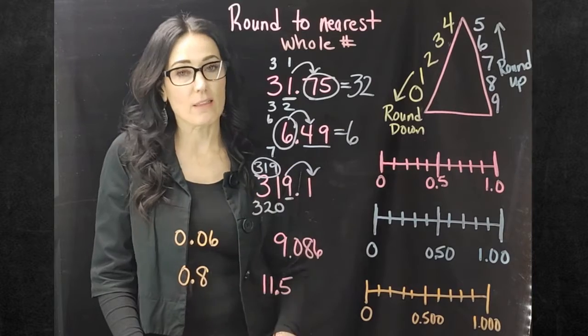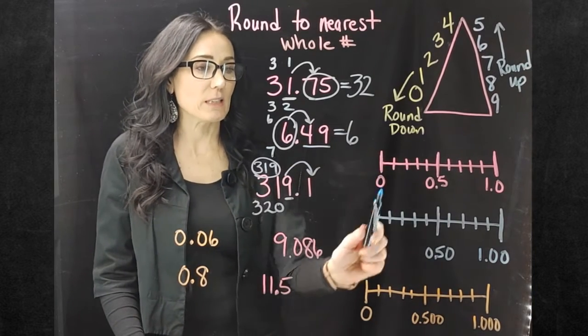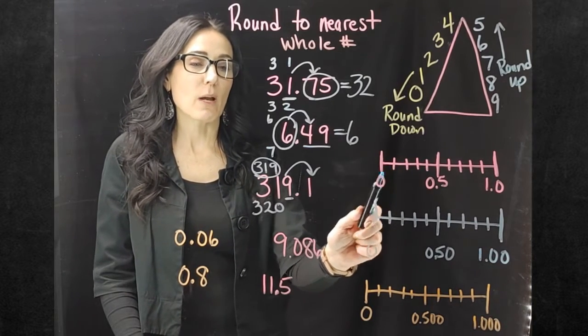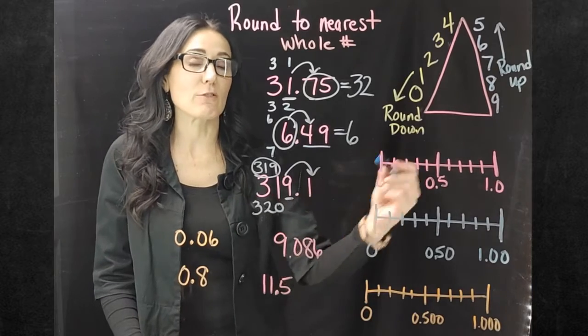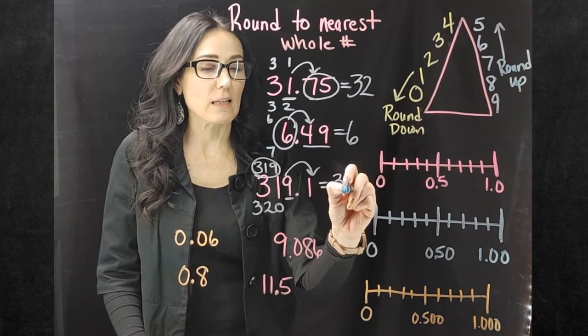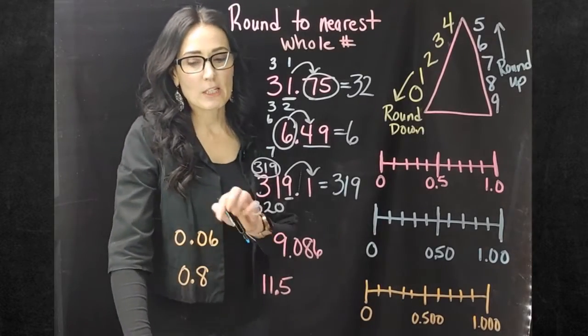We have 1/10. So when we come over here to our tenths number line, we see that 1/10 would be here. See how close it is? So that's why we would actually round it down instead of rounding it up. So this answer would be 319.